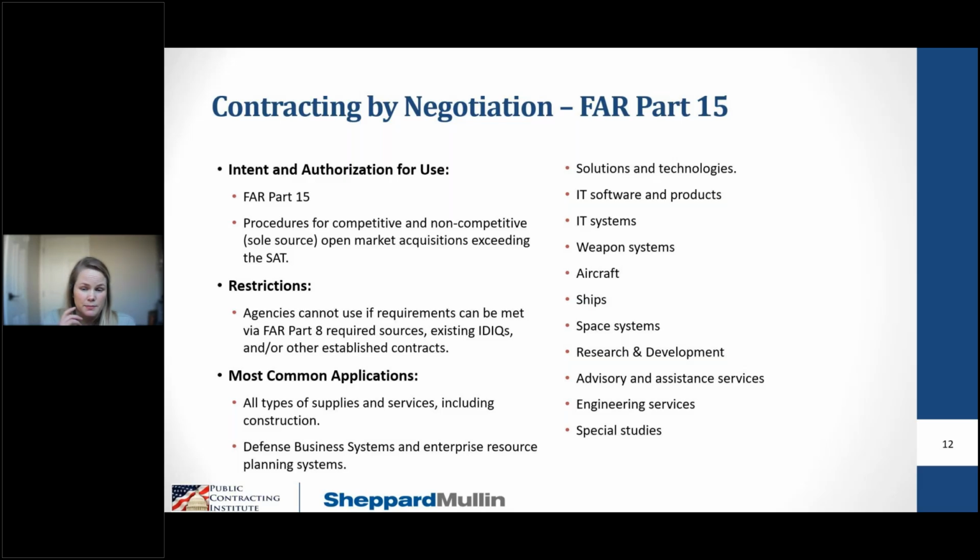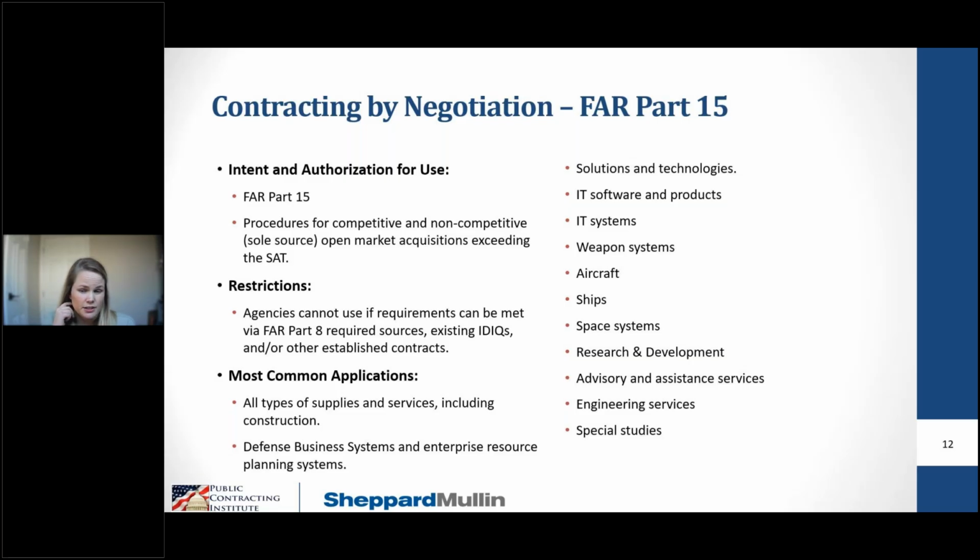These procedures might be designed to ensure the government's receiving the best value, but the process ultimately can be lengthy and time-consuming, particularly where negotiations are involved. Revised offers can be submitted, contractors can be entitled to debriefings after selection, and that's before you even get into the bid protest process after an award has been made.